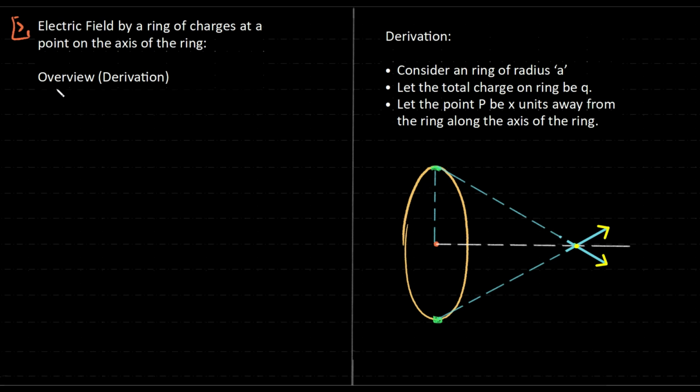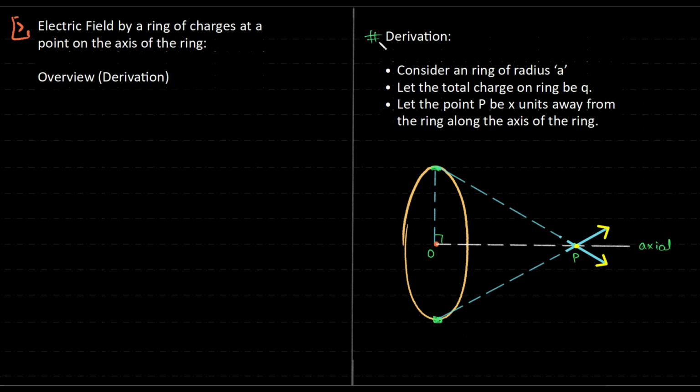Let's look at the electrical field produced by a ring of charges at a point on the axis of the ring. What it means is you have a line that is passing through the center, and by the way, this is a ring, and we have the center O. Through the center and perpendicular to the surface, we have a line passing through. This is your axial line, and we have a point P at some random point, but on the line. Now we are trying to figure out what is the electrical field at this point because of this ring.